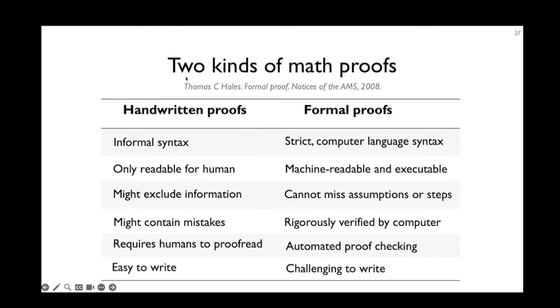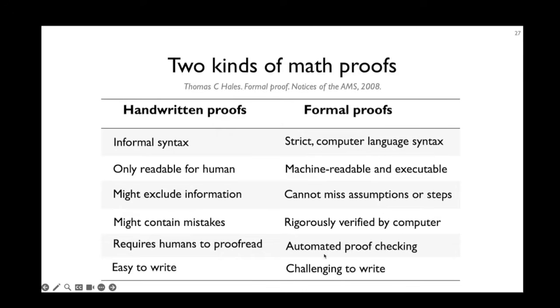Math proofs have been around for hundreds, thousands of years. People write these rather informally, and it's readable by humans, but these might exclude information. They might have mistakes. They require humans to proofread them. Nonetheless, they're relatively easy to write. Formal proofs are harder. They're more challenging to write because you need to follow a strict computer language syntax. But the benefit of that is the machine can read and execute these proofs. They can't miss any assumptions or steps, and you get rigorous verification by the computer.